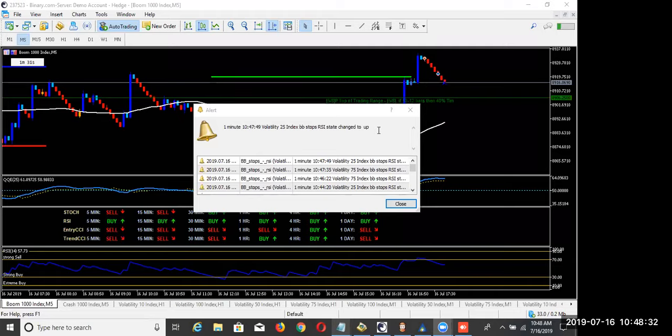Can you analyze step index? Step index, yes, you can use it for all volatility pairs. They have added two step indexes. We have USD step index and Euro step index. So you can use it for all pairs as far as MT5 is concerned. You can work with all pairs on MT5 broker.